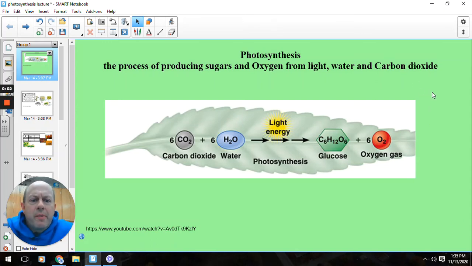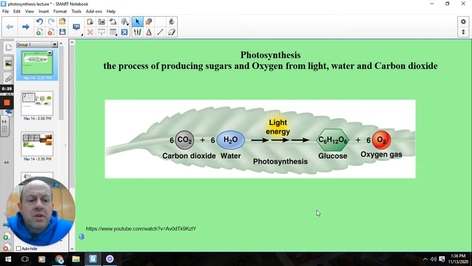Today we're going to talk about photosynthesis. And so photosynthesis is extremely important to life as that's where our sugars and oxygen come from. And so let's look at the equation for that. And if you notice, it's going to be very familiar to what we saw with cellular respiration. It's just the arrows are pointing the opposite way.